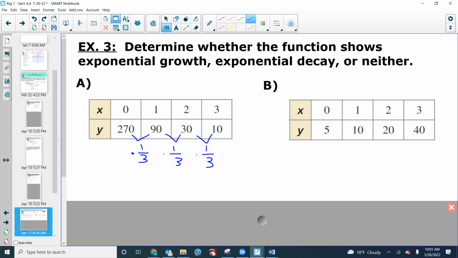So is it exponential? Yes or no? Yes, exponential. Next question. Growth or decay? Okay. Growth. As x goes from 0 to 1 to 2 to 3, are the y's growing or are they decaying? They're going down. They're decaying. Look, I had 270, now I have 90, now I have 30, now I have 10. That's convenient. Decay.